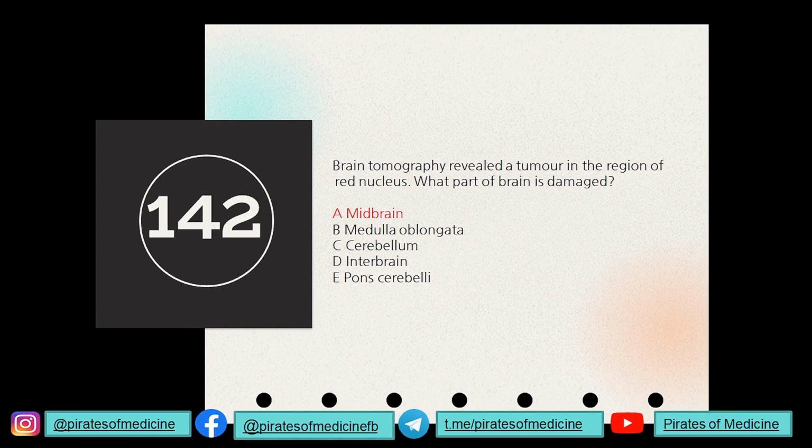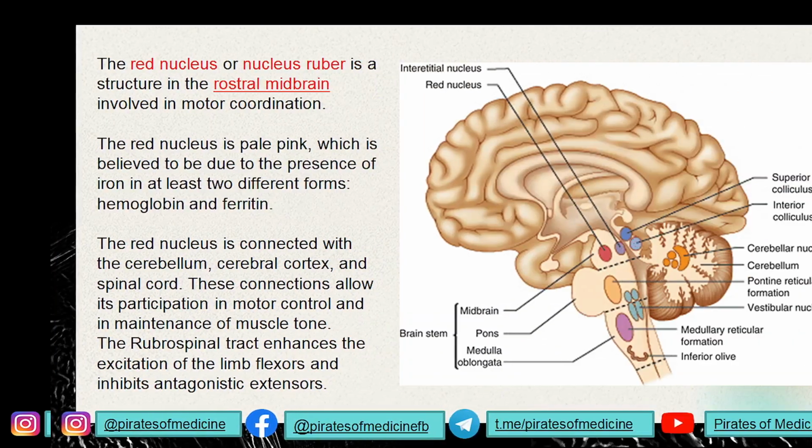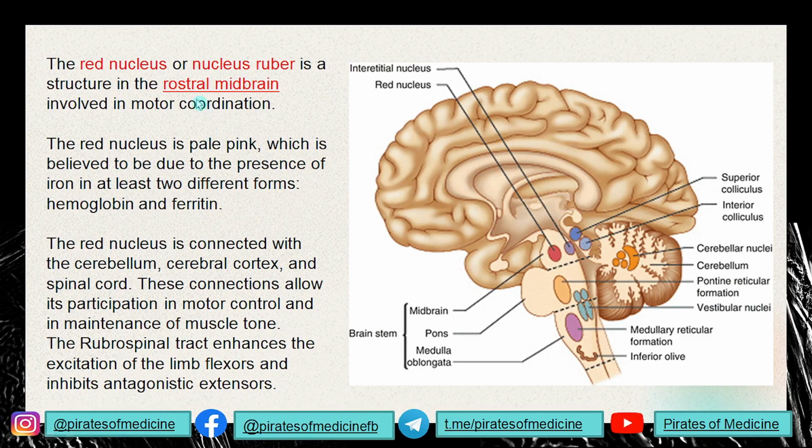142. Brain tomography revealed a tumor in the region of the red nucleus. What part of the brain is damaged? So the red nucleus, or nucleus ruber, is a structure present in the rostral midbrain, and it is involved in motor coordination. You can see the red nucleus present here in the midbrain. Correct? In the brainstem we have the midbrain, the pons and the medulla oblongata, and the red nucleus and the interstitial nucleus are present in the midbrain. The red nucleus is pale pink in color, due to the presence of iron in hemoglobin and ferritin form.